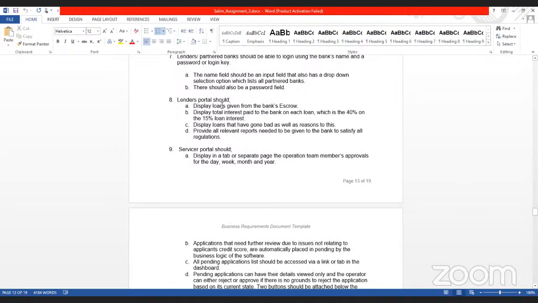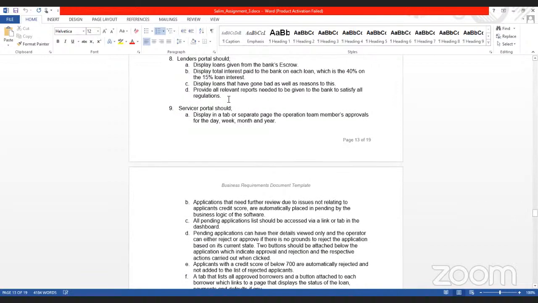The lenders portal basically just shows information relating to the escrow account and the interest that has been paid on the loan. That's the 40% on the loan that accrues to the bank. Also, we have to give information about loans that have gone bad, and any other reports which by law we are required to give to the banking institution should be automatically generated from our database and sent to them.